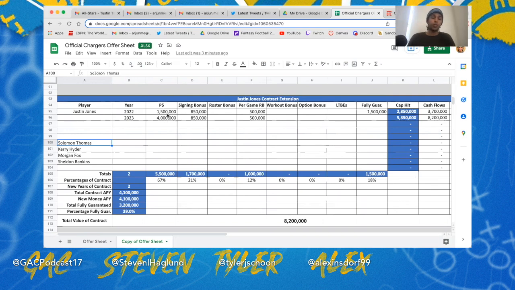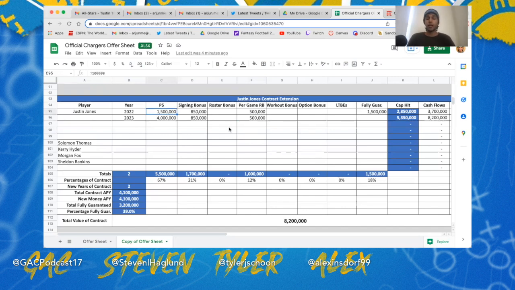So we're looking at a 1.5 mil base salary in year 1, which jumps up to 4 mil in year 2. And I decided to throw in a 500K per game roster bonus, not really because the Chargers give per game roster bonuses like that, but because I think it's going to be a way for them to throw in money in the deal without it being guaranteed. Because Justin Jones, again, the issue with him is he can't stay healthy. So per game roster bonuses protect the team in that scenario, but also give the player an incentive to earn all of that money if they play in every game.